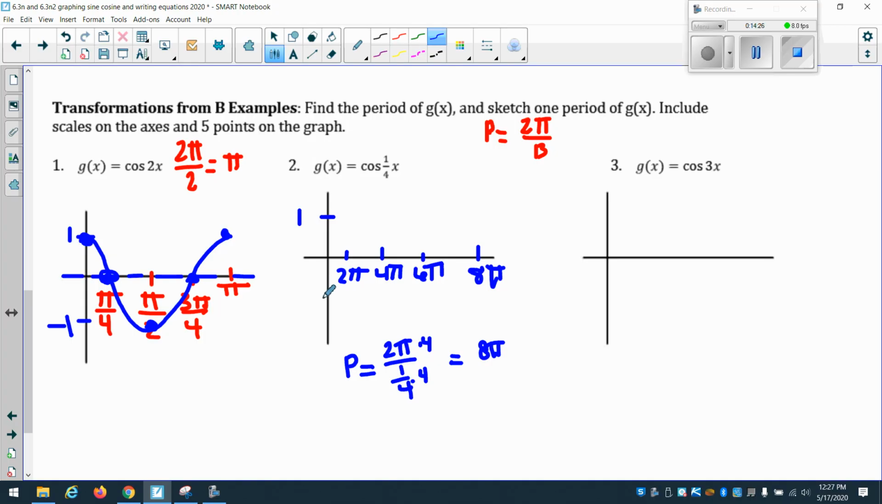Okay, our amplitude is 1, so 1 and -1. Our midline is at 0. Start at the maximum point.